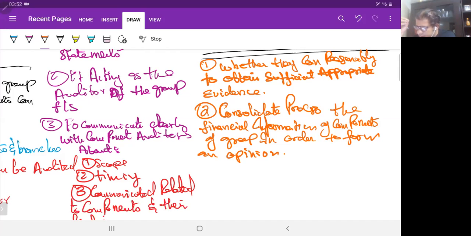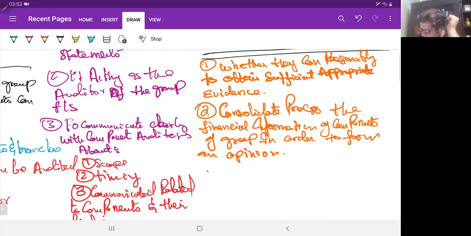A significant component is one which is of individual financial significance to the group or, due to specific nature or circumstances, is likely to include significant risk of material misstatements of the group financial statements, right? Where a significant component is audited by another party, or you can say component auditors, it must be evaluated whether the group audit team will be able to be involved in the work of the component auditors to the extent necessary to obtain sufficient appropriate audit evidence, right?